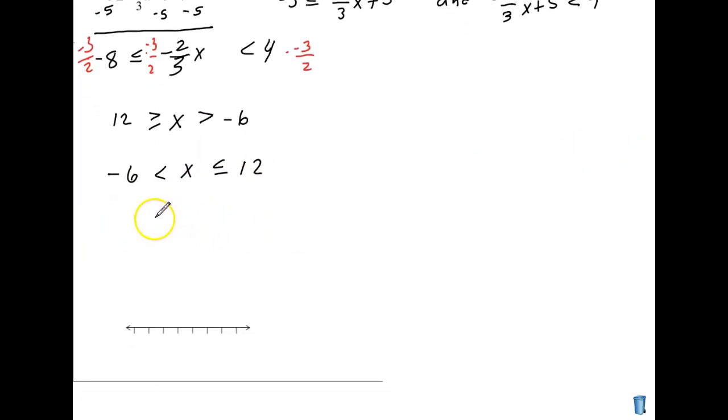So, as an interval, negative 6 and 12, it can equal 12, so that's a square bracket. It cannot equal negative 6, that's a parenthesis. And then, depending on how you put this on a number line, mine is not exactly perfect, but you can get the idea. Here's my 12, here's my negative 6, and these are going to be connected right there in the middle.